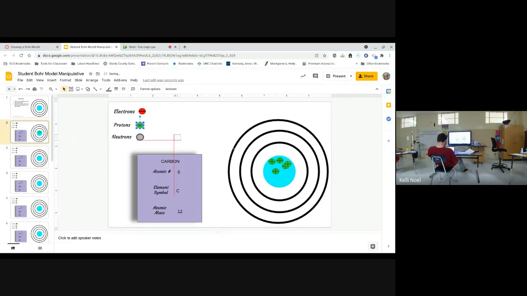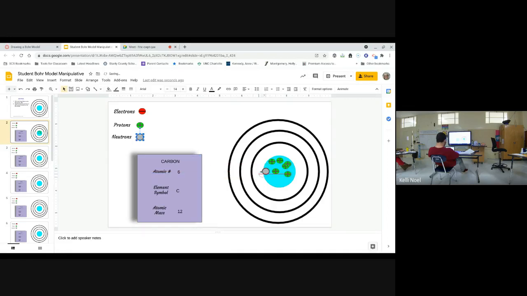In just a minute, we're going to do a couple dragging, and then I'm going to show you a shortcut. 1, 2, 3, 4, 5, 6. This number tells me how many of the protons I'm going to need and how many of the electrons. Neutrons, I'm going to take the top number and the bottom number and subtract. So 12 minus 6 is 6. So neutrons, I need 6 of them.